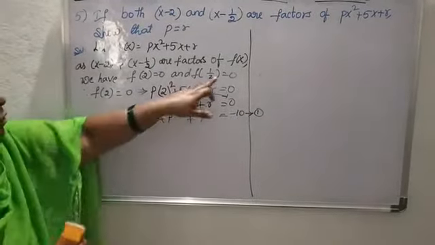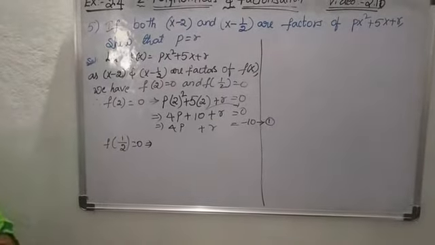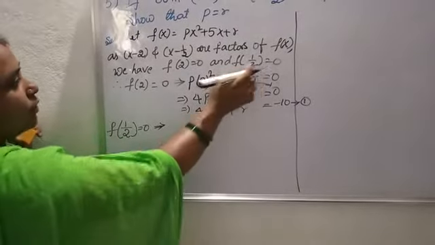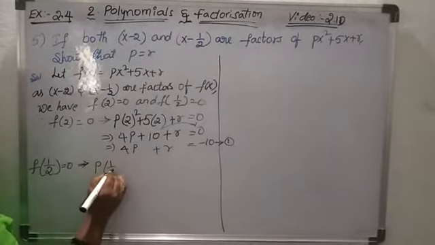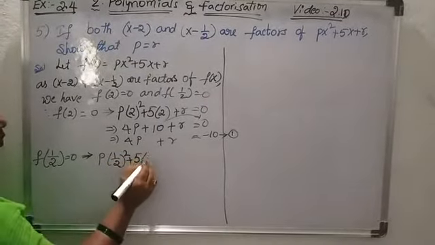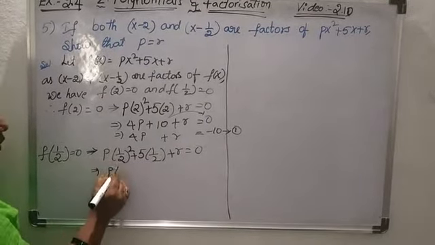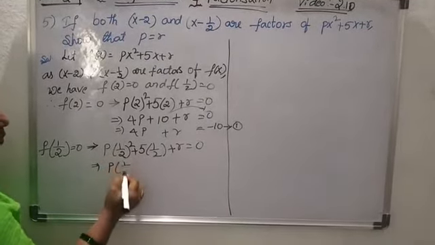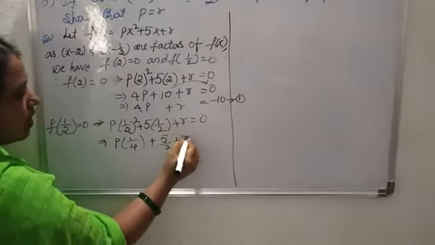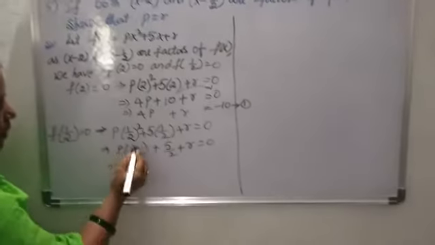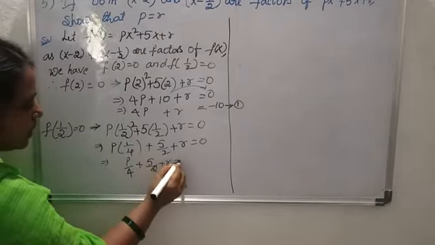Now going to f of 1 by 2 is equal to 0. That implies f of 1 by 2 is equal to 0. Substitute 1 by 2 in the given polynomial: p into, in the place of x, 1 by 2 whole square, plus 5 into 1 by 2 plus r is equal to 0. p into 1 by 2 square is 4, plus 5 1s are 5 by 2 plus r is equal to 0. p 1s are p by 4 plus 5 by 2 plus r is equal to 0.